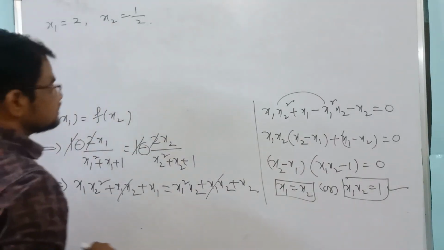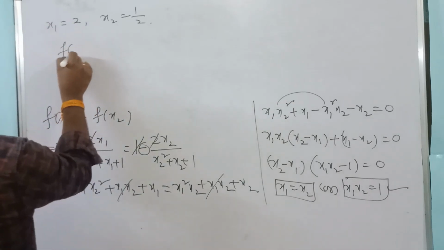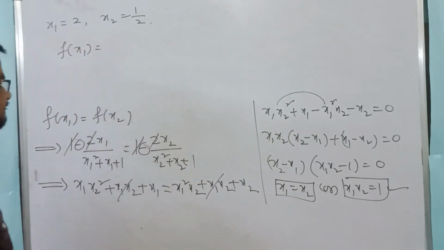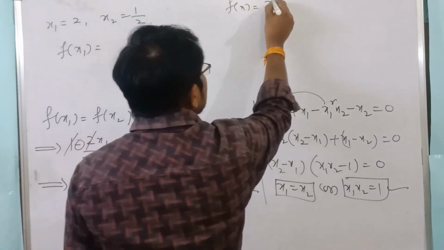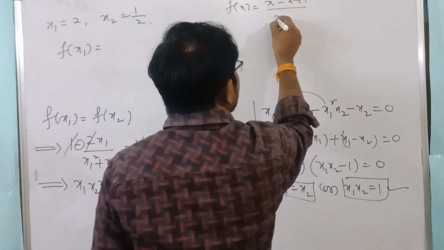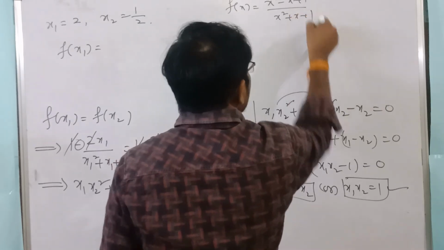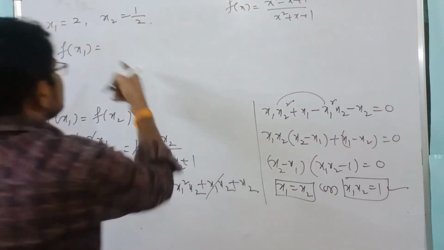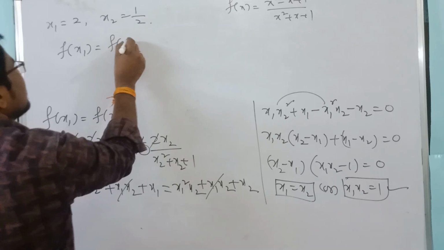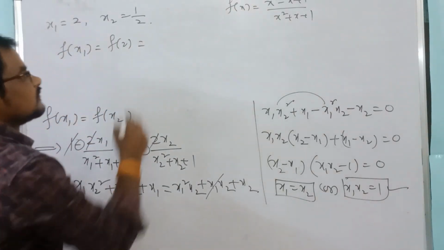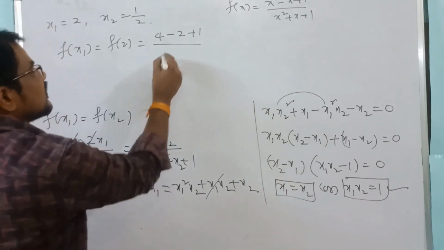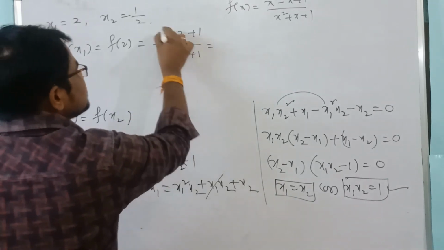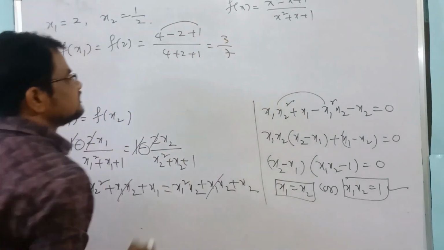Now here, if you substitute in f of x1, our given function is f of x equal to x square minus x plus 1 by x square plus x plus 1. So replace x by 2: 4 minus 2 plus 1 by 4 plus 2 plus 1, that is equal to 3 by 7.